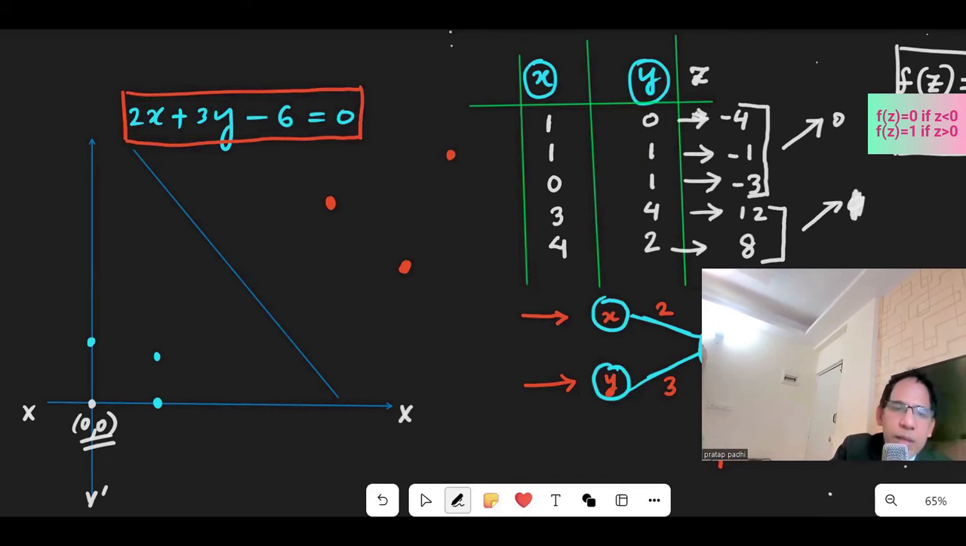That means these three points, this point and this point, will come here. Then the other three points, this point and this point, will come here. There is another point also, 5, 5, I left. If I write 5, 5 also here, 25 minus 6, this is 19, okay? So these three points, they are here.